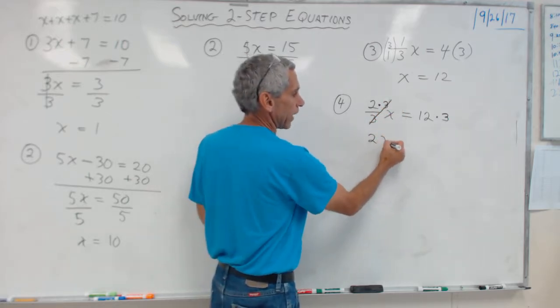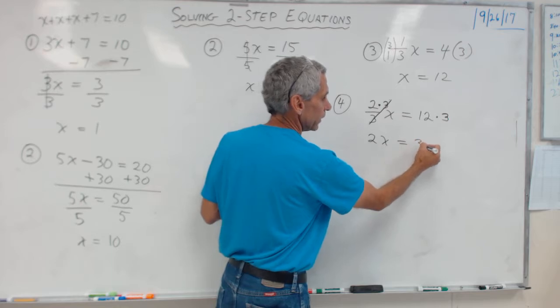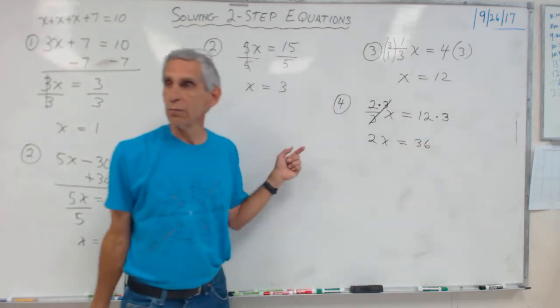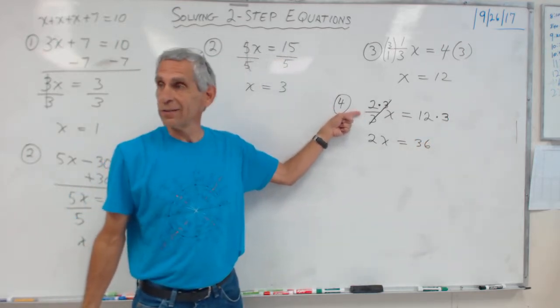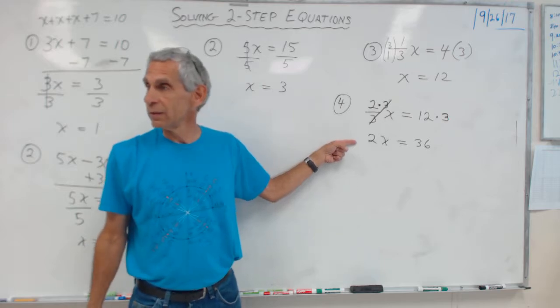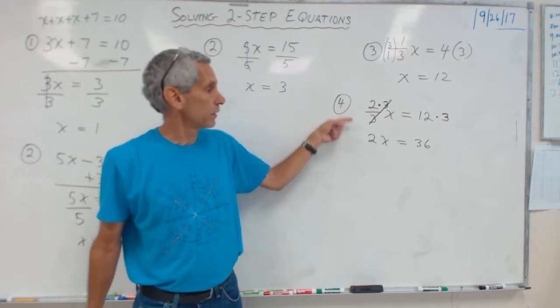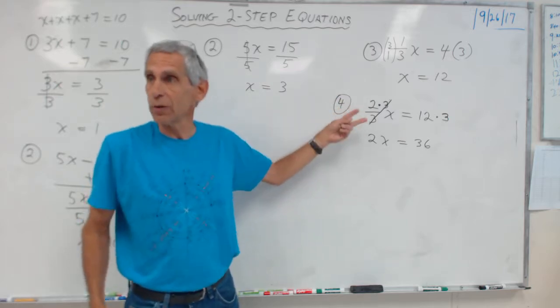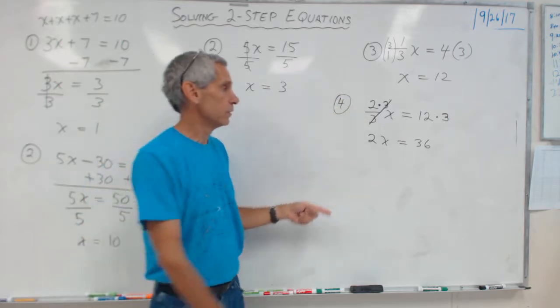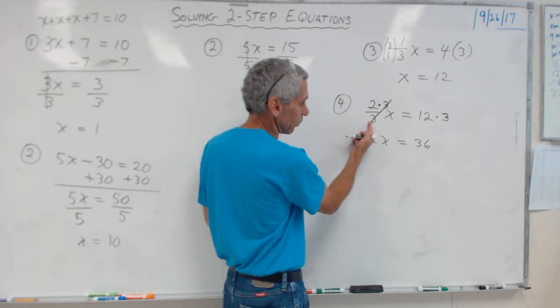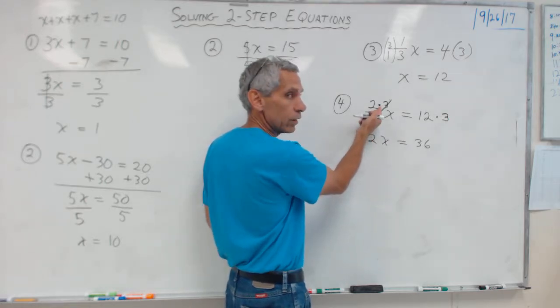Suddenly I have 2x is equal to 36. In one move, I converted this to a one-step equation. You see what I'm saying? Magic. It's a very easy way to solve these things. If you don't like doing the reciprocal, feel free to just do this. Just put the 3, whatever's in the denominator goes up here.